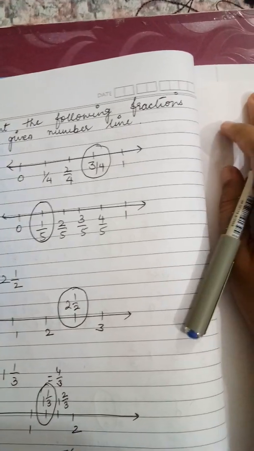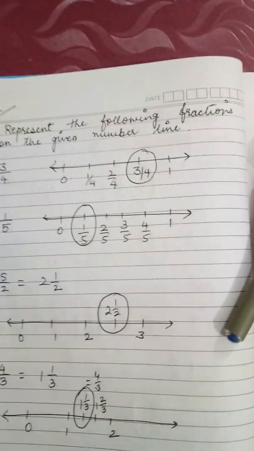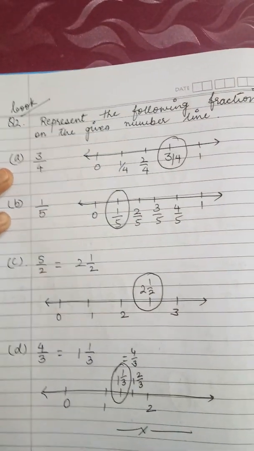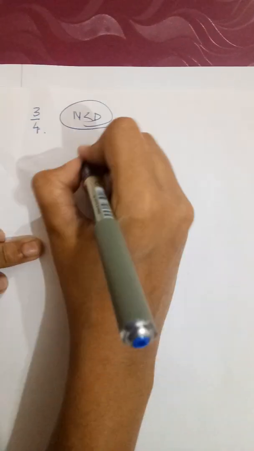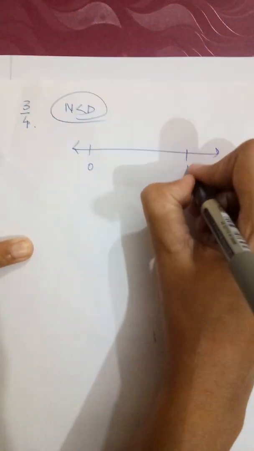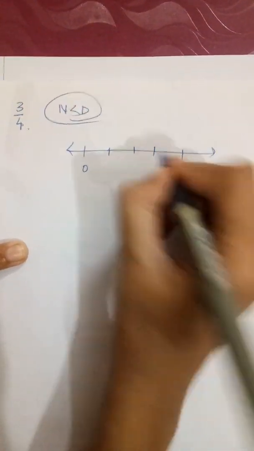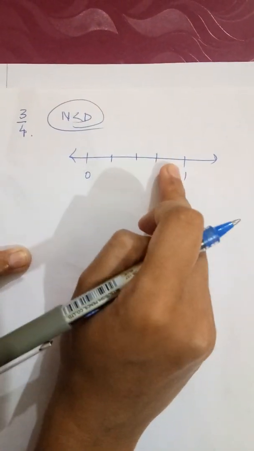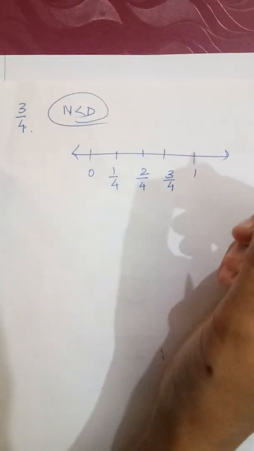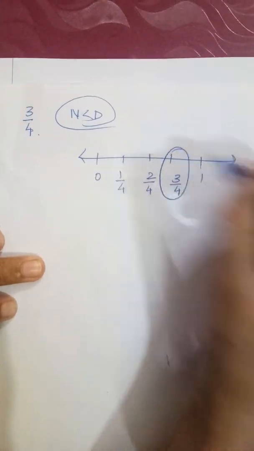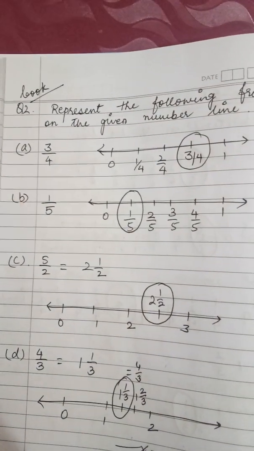3 upon 4. Now 3 upon 4, how you are going to write? Numerator is less than the denominator. 0, 1. 1, 2, 3 and 4. I have divided this into 4 parts. This is going to be 1 upon 4, 2 upon 4, 3 upon 4. What are they asking? 3 upon 4. So you can do it. Similarly, you can do 1 upon 5 also by yourself.